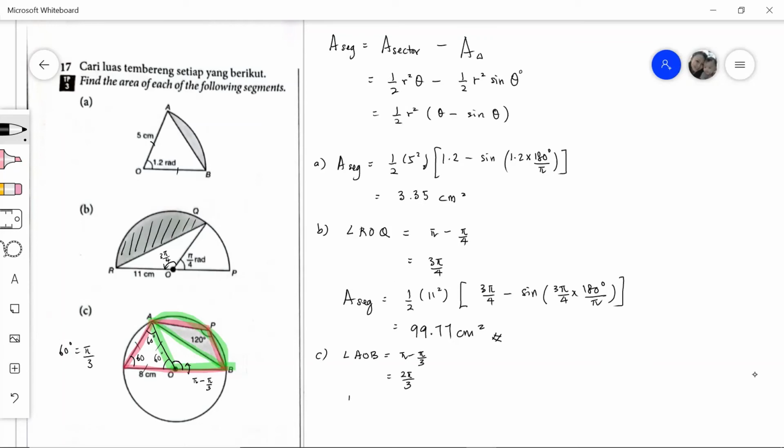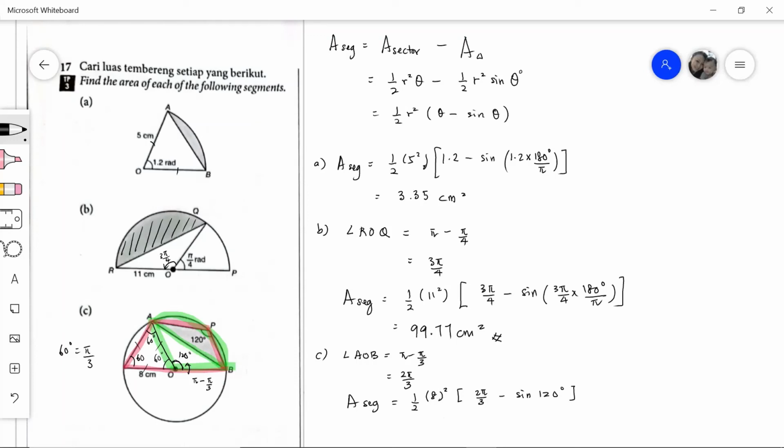So with that, area of the segment, we shall take half r squared. The r is 8, so 8 squared. Theta, 2 pi over 3 minus sine 120 degree. Okay, that is 120 degree for sure. This is 60, so this side is 120. Okay, or you replace the 180 here. So 2 times 180, 360 divided by 3, you got 120.